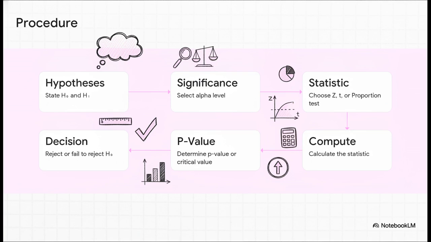Step 4, compute the statistic. Do the math and find your z, t, or proportion score. Step 5, determine the p-value or critical value to measure the real weight of your evidence. And finally, step 6, make your decision and conclusion. You either reject or fail to reject the null hypothesis. You strictly follow these 6 steps, and you are conducting rigorous, mathematically sound statistical analysis.